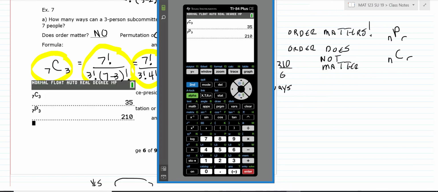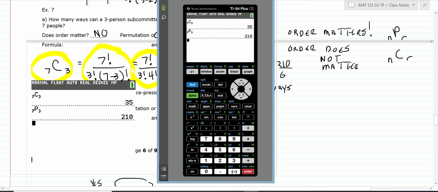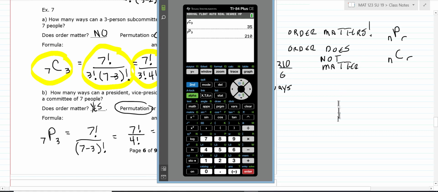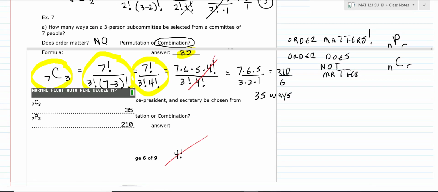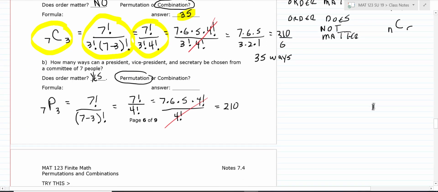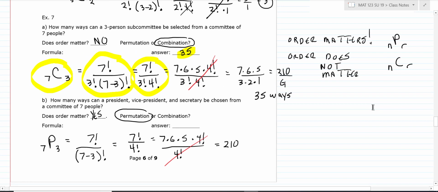So the key thing when you're learning this, again, is how do you know when order matters? That's what you have to think about as you're piecing this stuff together. Why does it keep doing that? I do not want it to do that. Okay, so anyway, you see how I did that on the calculator.